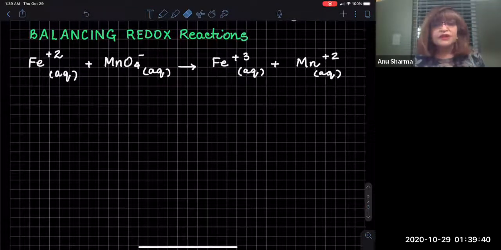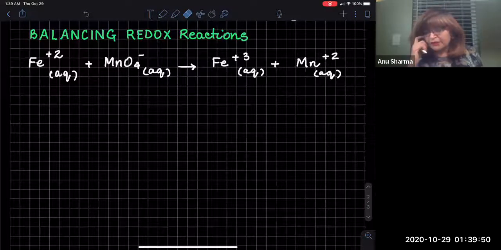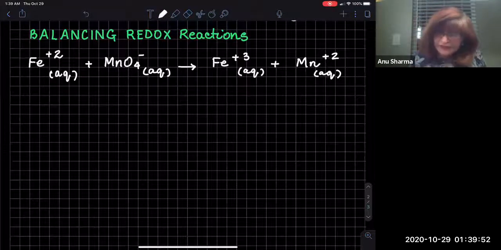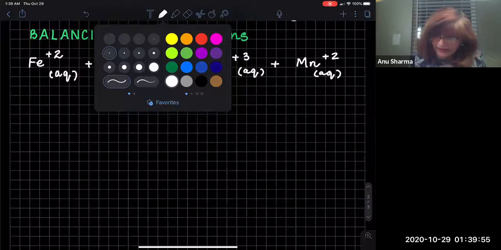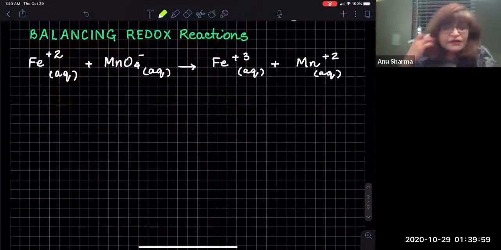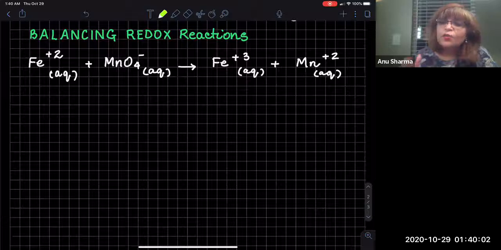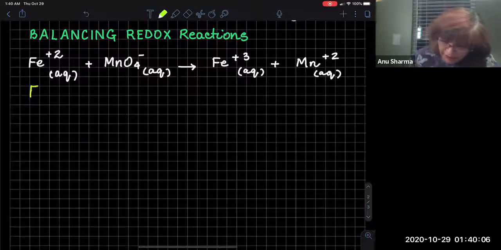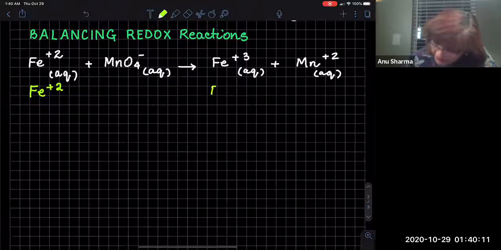So here we are given this equation, iron in +2 state reacting with permanganate anion, giving you iron +3 and manganese with +2 charge. So this is happening in the aqueous medium, and so now we are going to first identify the oxidation numbers. Now oxidation numbers for the most part, as we said, are equal to the charges. So here is your iron in a +2 oxidation state. Here is your iron, the oxidation number is +3.